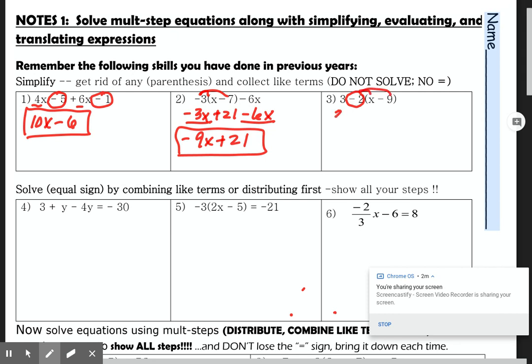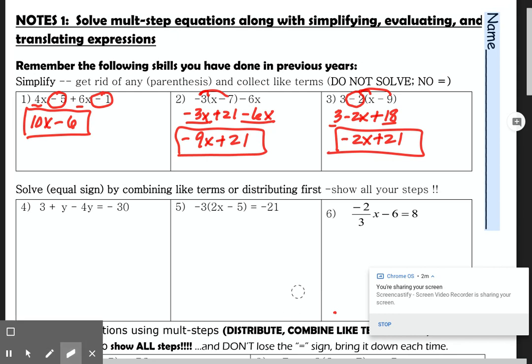So we're going to bring down the 3, and then -2 times x is -2x. -2 times, and again, this is a -9. So -2 times -9 is positive 18. I'm going to bring down my -2x. I don't have any other x terms, and I'll combine my 3 with my 18 and get positive 21, and that's my final answer there. So on problems 1, 2, and 3, we were just simplifying.